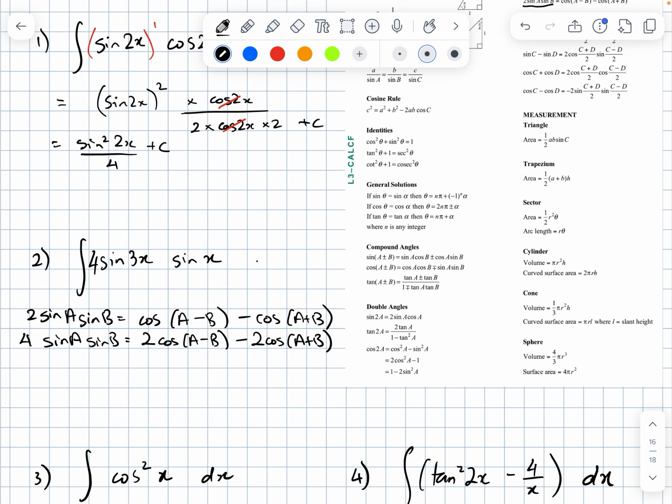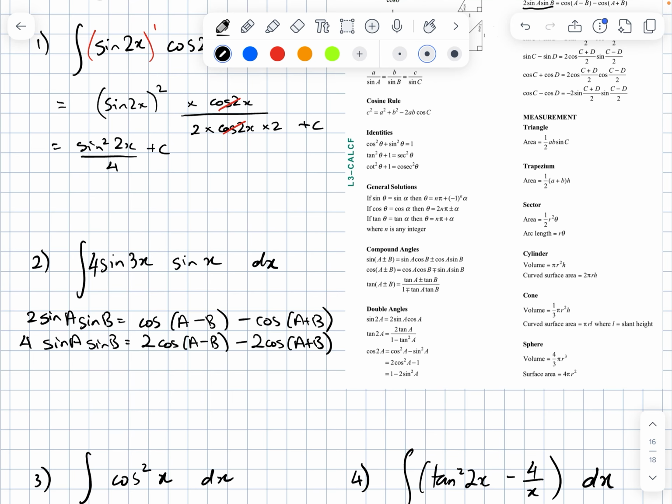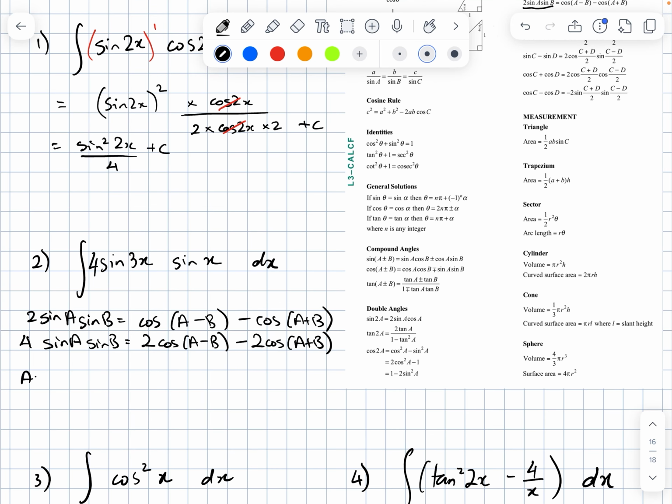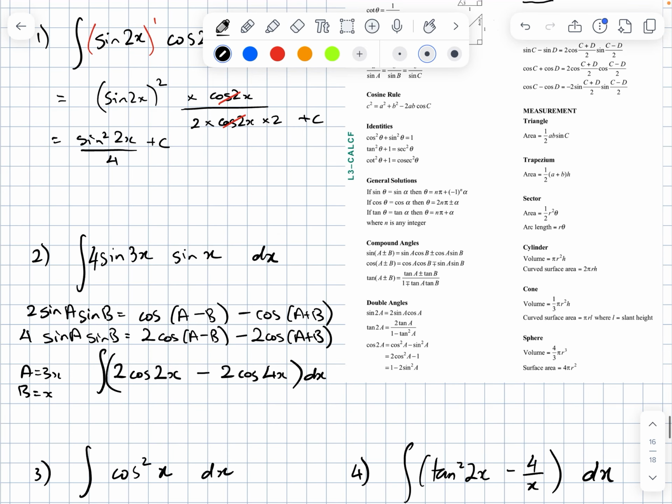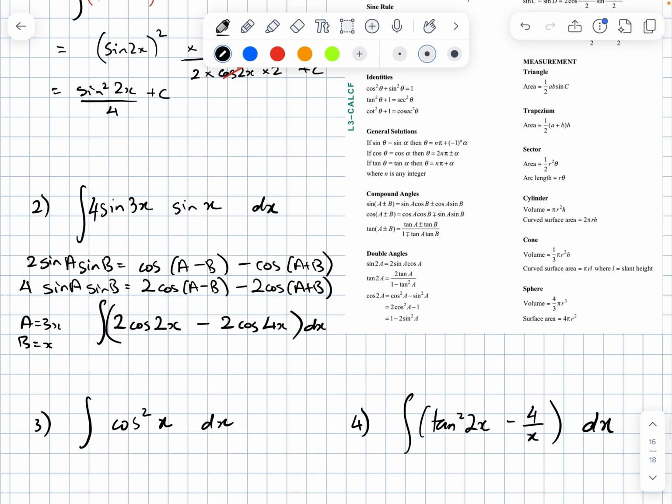Now we have 4 sin A sin B, and in the original integral we had 4 sin 3x sin x. Well, that means that A is 3x and B is x. So applying this, we now get the integral of 2 cos(A minus B), that will be 2x, minus 2 cos(A plus B), that will be 4x. Now we're in a much easier position to integrate.